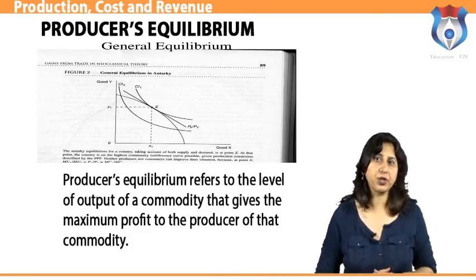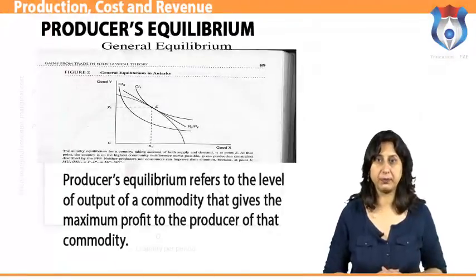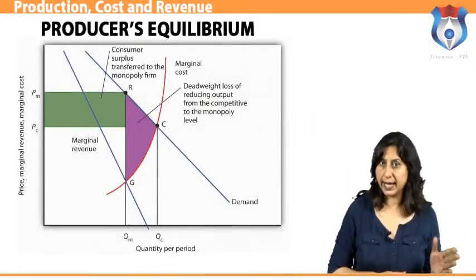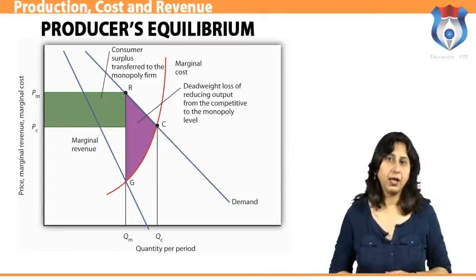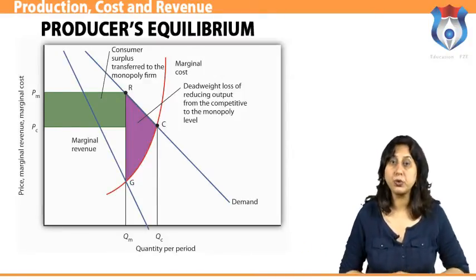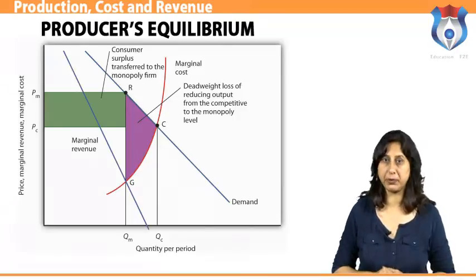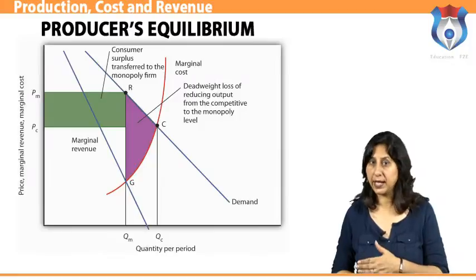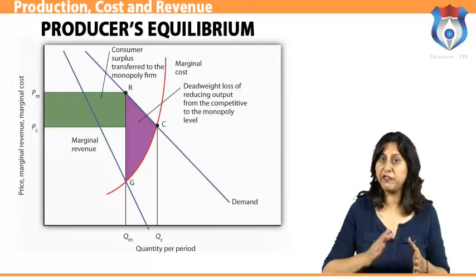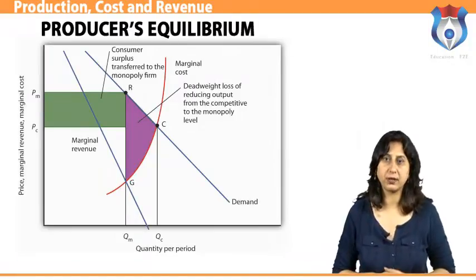There are two approaches to achieve producer's equilibrium: total revenue less total cost, or TR minus TC. According to this approach, there are two conditions of producer's equilibrium. TR less TC is maximum, and profits fall if one more unit of output is produced.